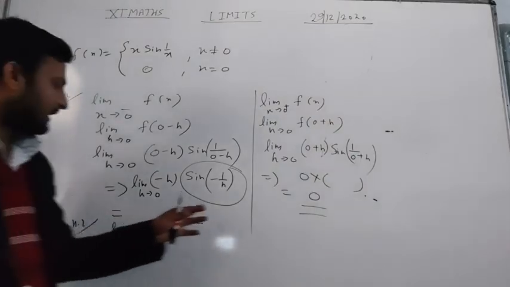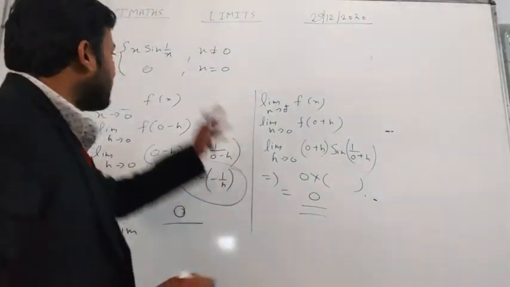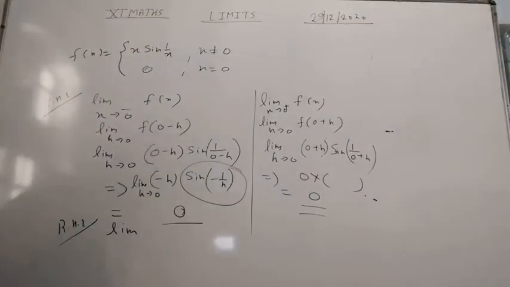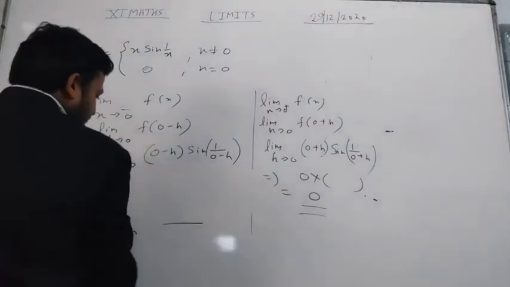So the left hand limit and right hand limit are both equal, so the limit of this function will be equal to 0. Okay student, now we take another question.